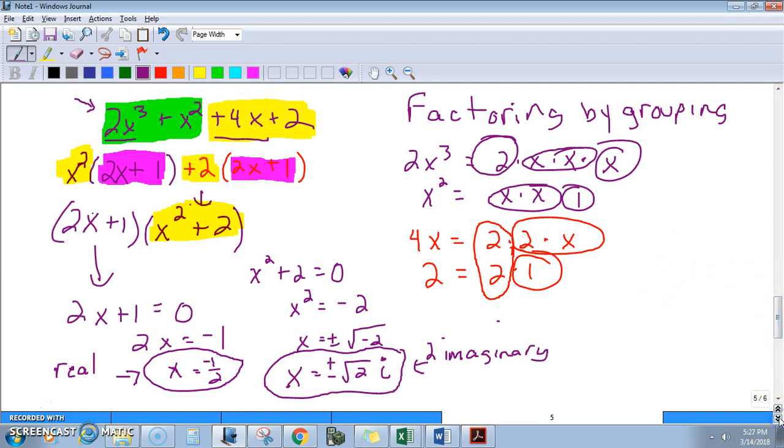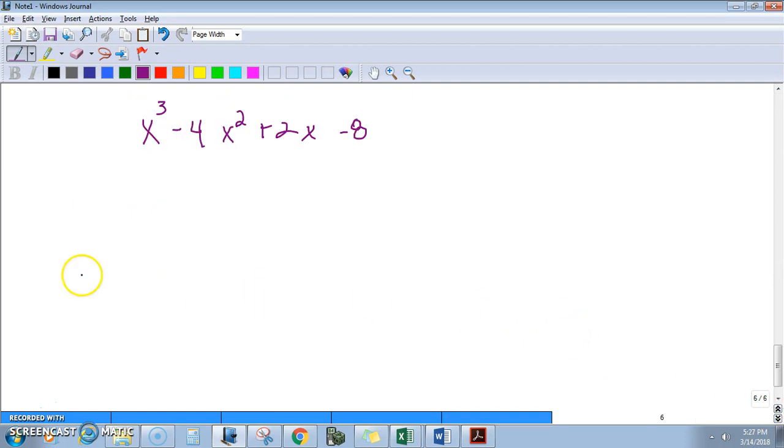So I have one more below this one that we can do practice by grouping. And for this one, I think they're in the right group here too. I'm going to leave them grouped as x cubed minus 4x squared and 2x minus 8. I'm not going to do that whole thing on the side, but I know that this has at least 2 x's and this has 2 x's. So I'm going to take out x squared.